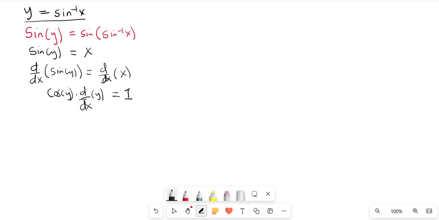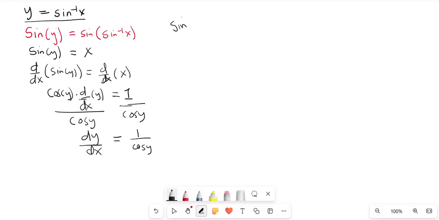Now we can divide both sides by cosine of y. Cosine of y divided by cosine of y leaves the left hand side with dy dx, equal to 1 all over the cosine of y. So the derivative of the sine inverse of x is equal to 1 over the cosine of y, but we have to turn this into a function of x. We can do that by realizing that sine y was equal to x.